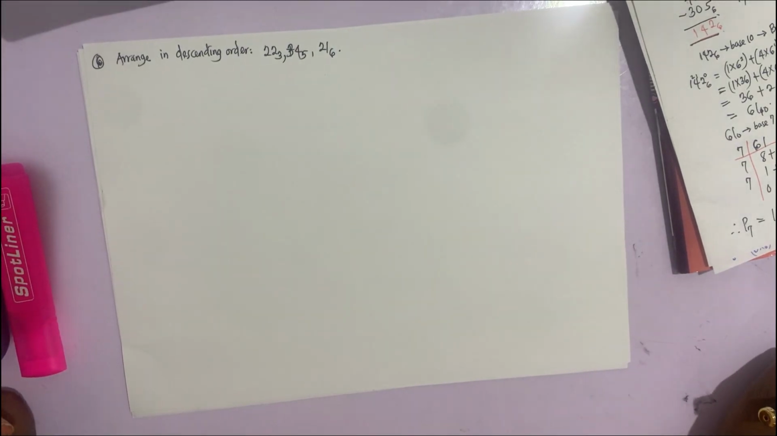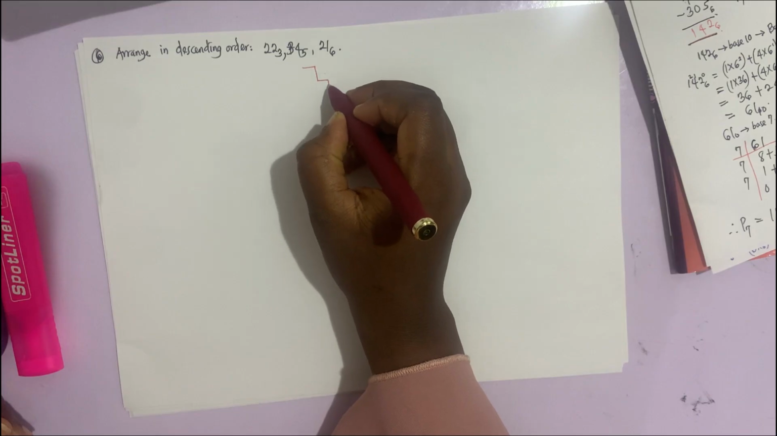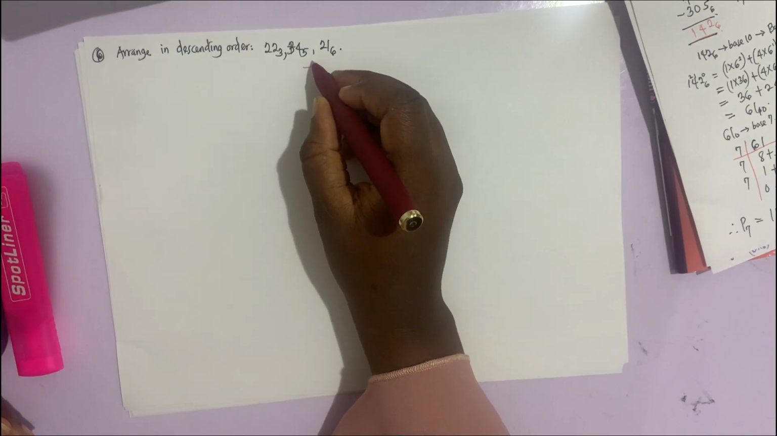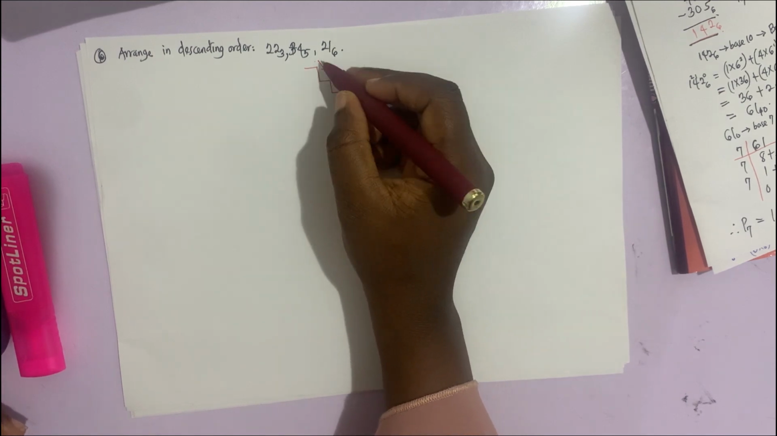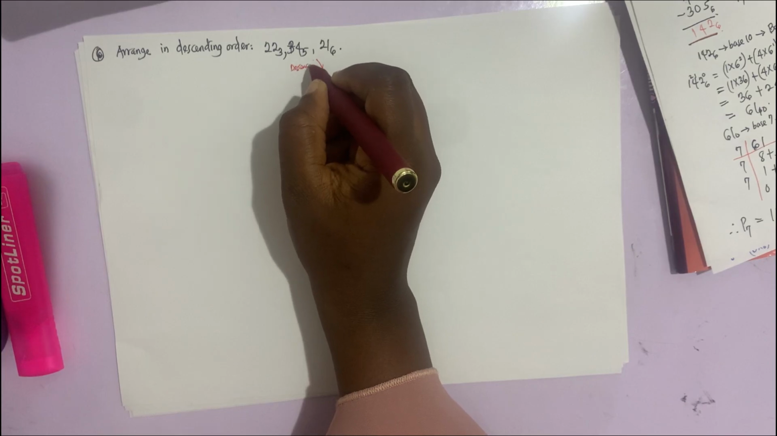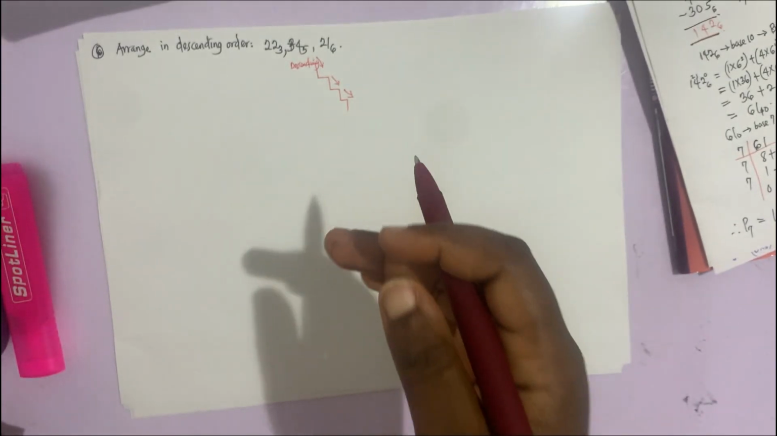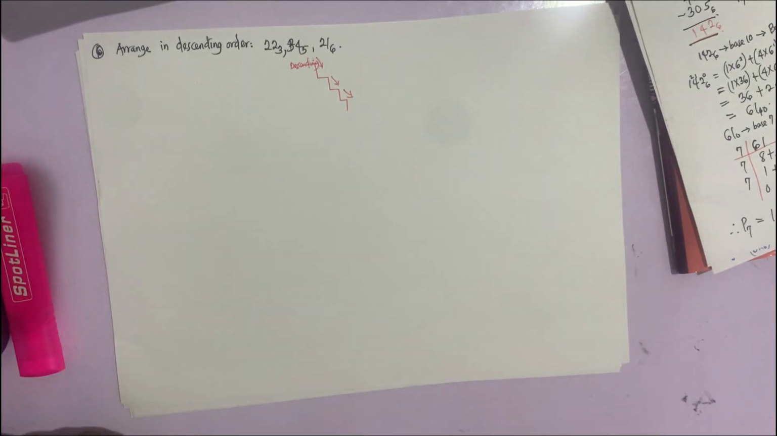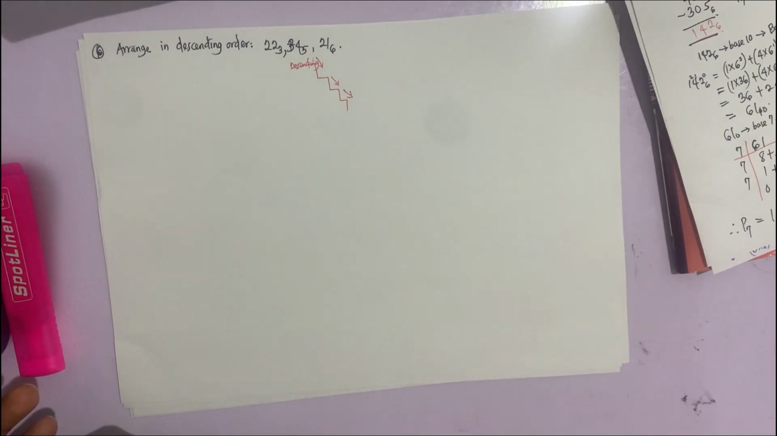What is descending? Descending is like stairs. So we start from the highest and go to lower and lower. We are descending, coming down from high to low. So for us to be able to compare these, you can see that they are not all in the same base, they are in different bases. So to make our comparison easy, we have to first convert everything to base 10.